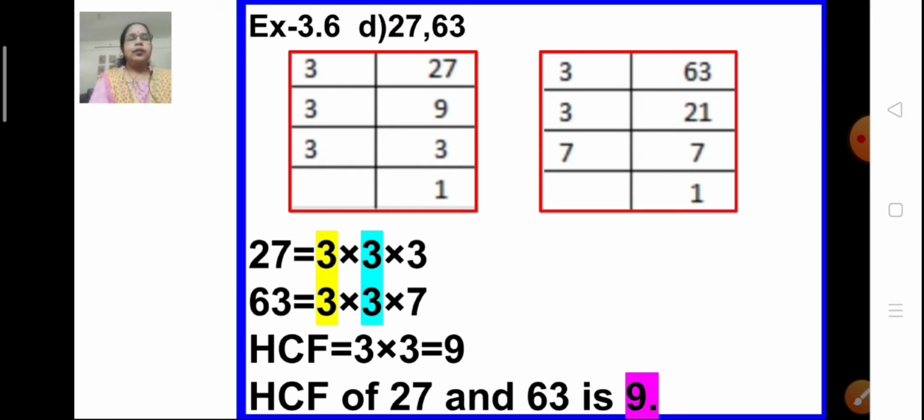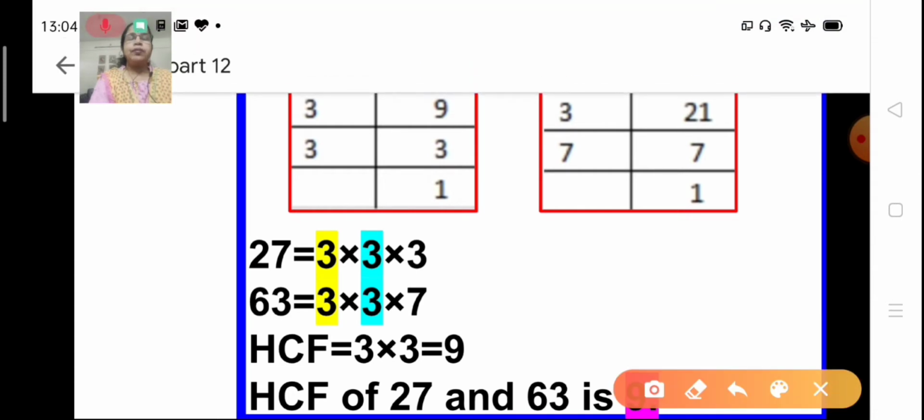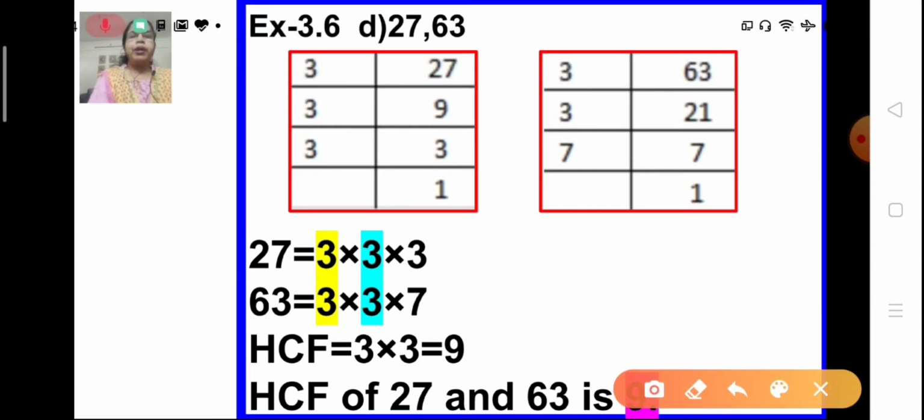So let's do the prime factorization of 27. 27 cannot be divided by 2, the lowest prime number. So we move on to 3, the next one. 3 9s are 27. And again 9 can be divided by 3, 3 3s are 9. And 3 is a prime number, it can be divided by itself, 3 1s are 3. Till we get 1, we go on dividing the number. So what are the prime factors of the number 27? 3 into 3 into 3.